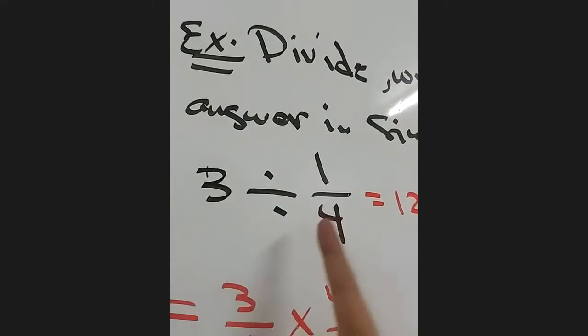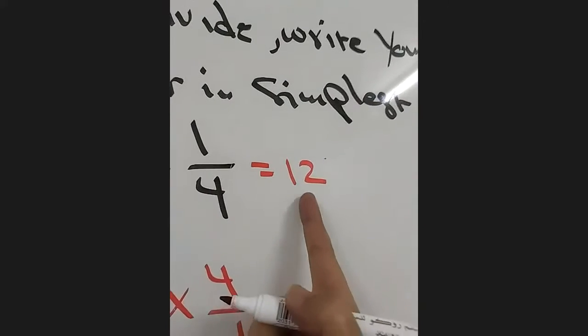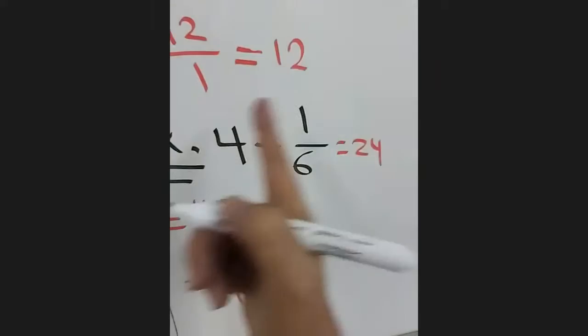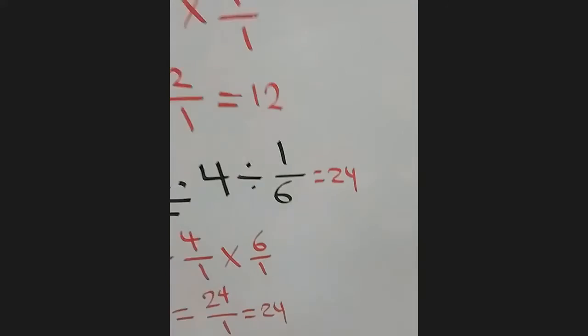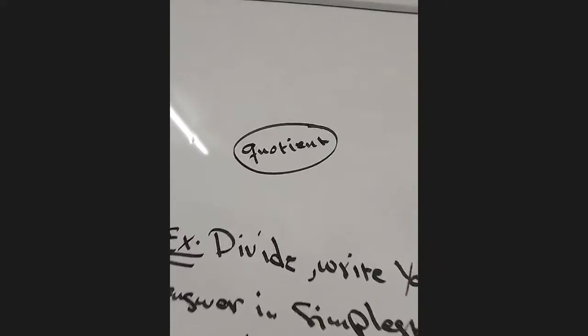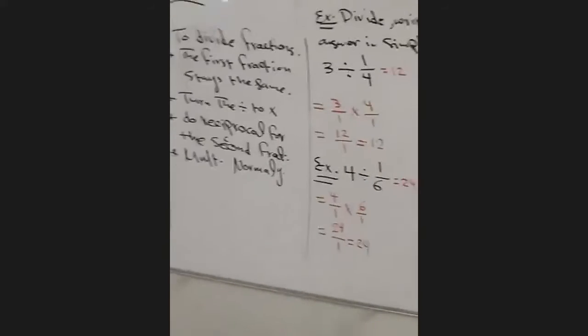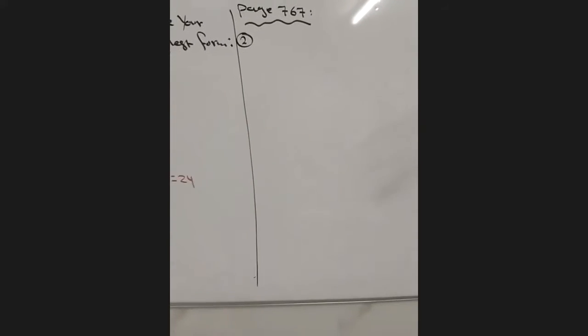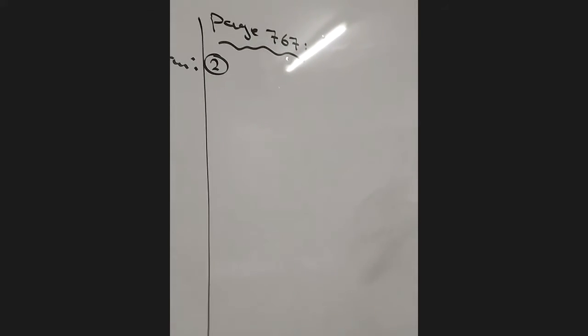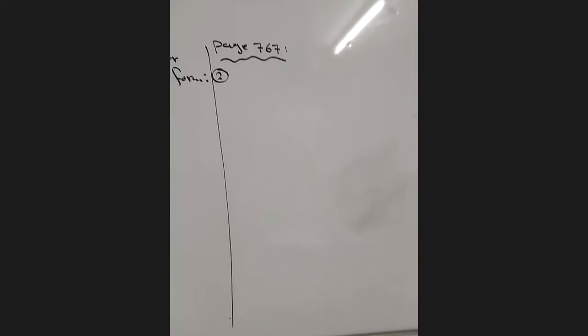So the quotient of this division is 12. The quotient of this division is 24. So when the question tells you to find the quotient, it means you need to divide and find the answer. Like in multiplication, we say find the product. Product is the answer of multiplication. Sum is the answer of addition.